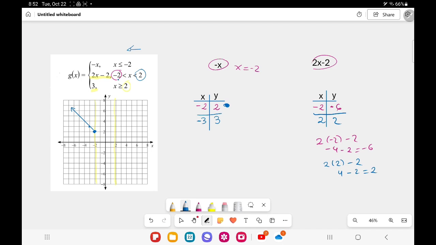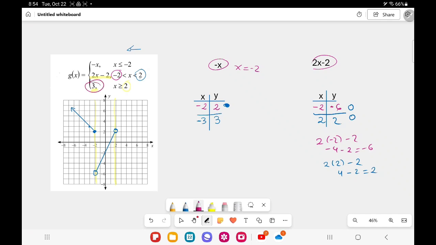I see that at both restrictions it is open. There is no equal. So I will use open circles. So when x is negative 2, this gives me negative 6. I have an open circle. And the other, when x is 2, y is 2. I will connect these points. And now I need to do the third rule.